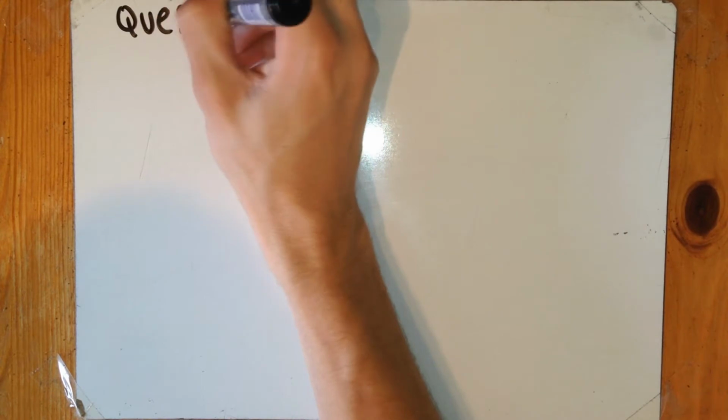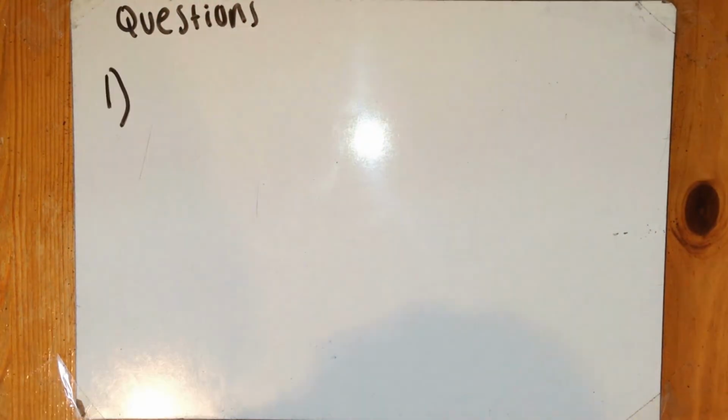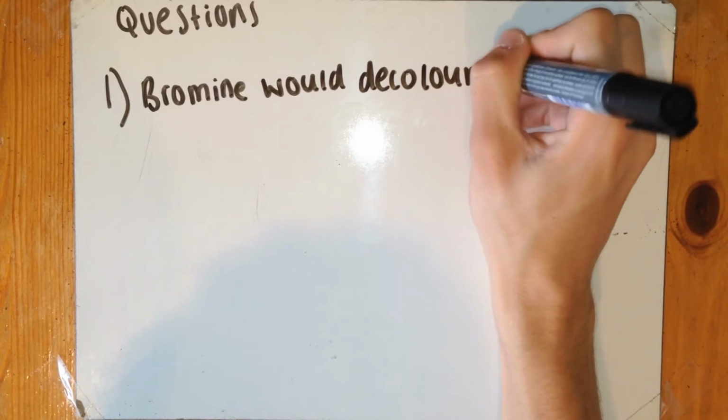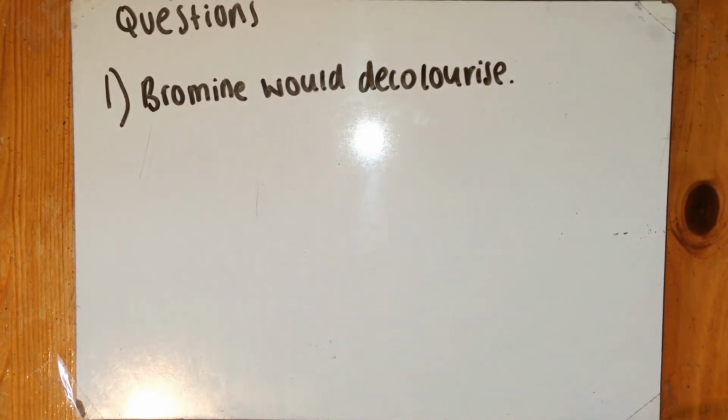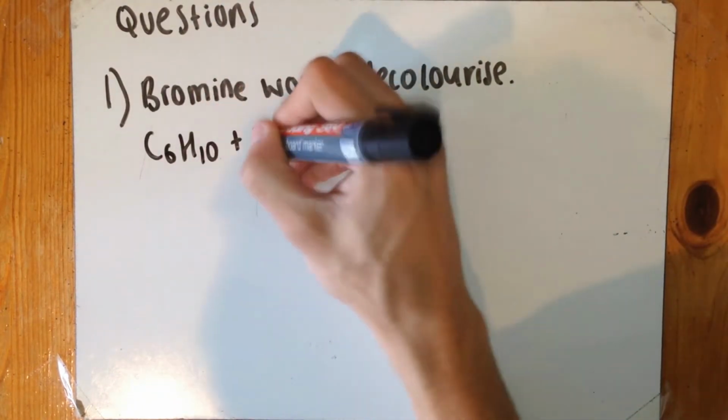So now I'm going to go over 3 quick questions. Question 1. What would you expect to see if cyclohexene reacted with bromine? Write an equation for this reaction. As you know, the bromine molecule would react with the carbon-to-carbon double bond, and the bromine would decolorize. And here is the equation.